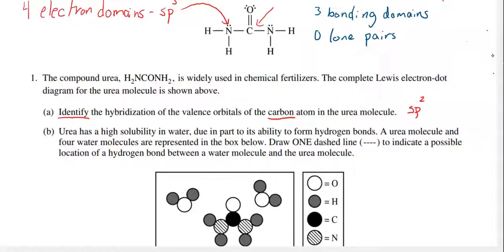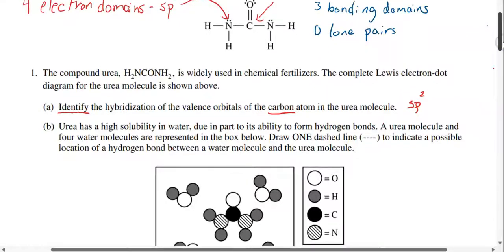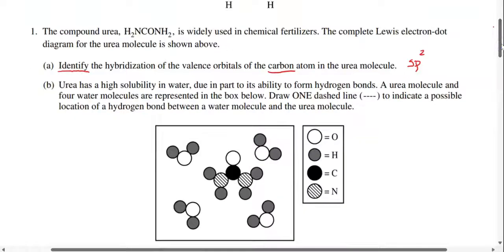Urea has a high solubility in water, due in part to its ability to form hydrogen bonds. A urea molecule and 4 water molecules are represented in the box below. Draw one dashed line to indicate a possible location of a hydrogen bond between a water molecule and the urea molecule. So remember that a hydrogen bond is a type of intermolecular force.